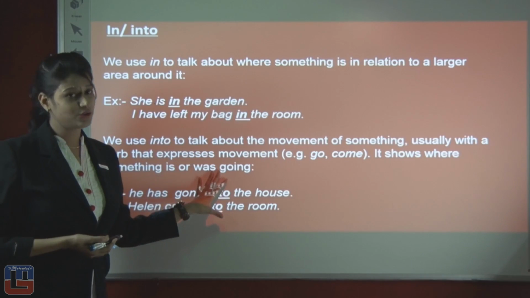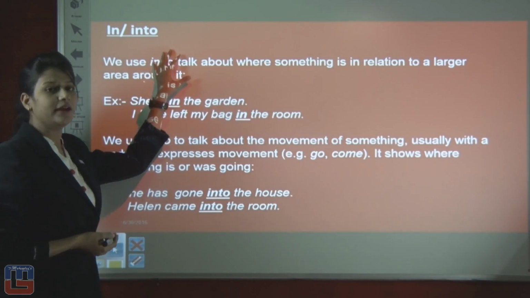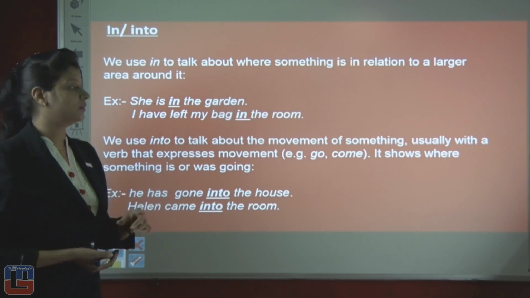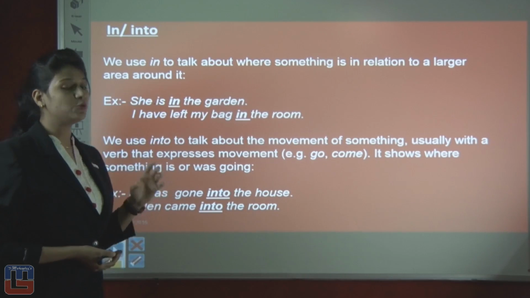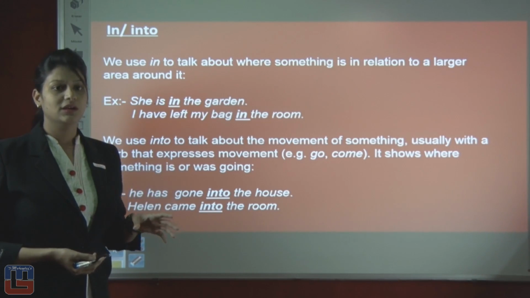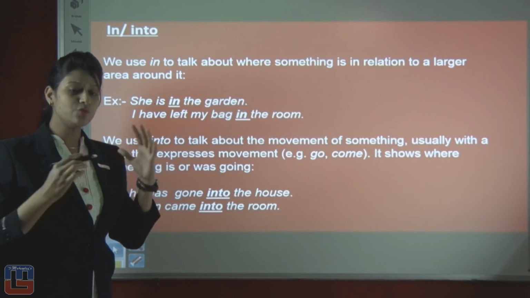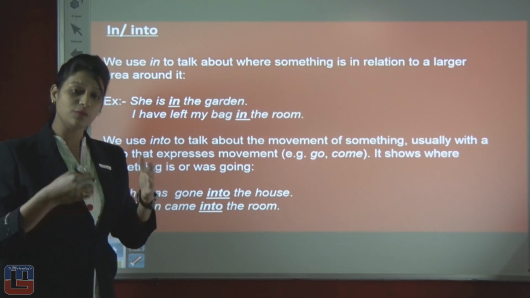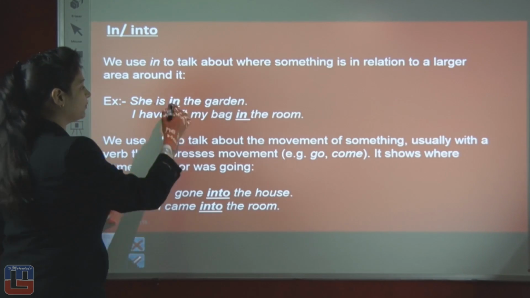Moving to the next duo, that is in and into. Another two simple expressions which are often confused with each other. We use in to talk about where something is in relation to a larger area around it. I am in a room. Now this room is comparatively large to me. And where do I stand in this room? I am inside this room. That is shown by in.